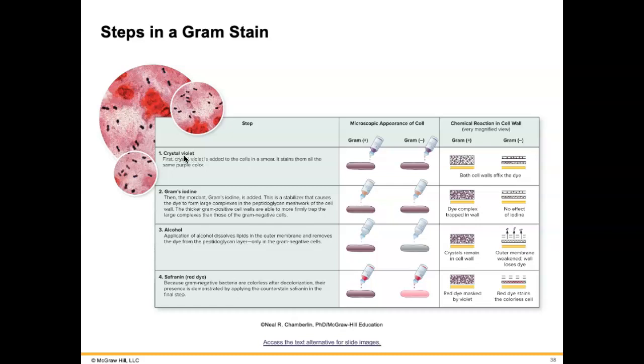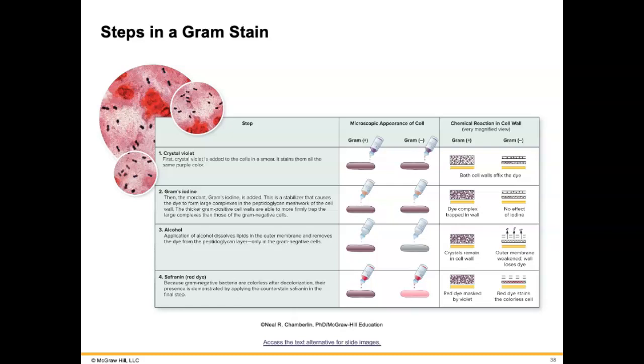You should be aware of the terms crystal violet, Graham's iodine, alcohol decolorizer, and then safranin. Know that crystal violet is the primary stain. Know that safranin is the counter stain or the secondary stain. Know that Graham's iodine is the mordant that helps that initial stain stick. And know that alcohol helps to decolorize the cell in order for us to distinguish between gram-positive and gram-negative.